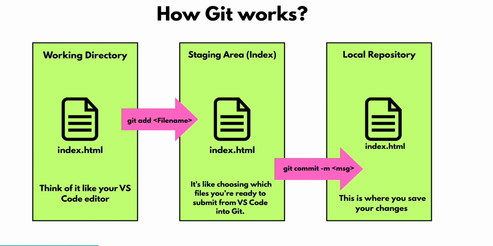The working directory you can imagine like your VS Code editor. The staging area means you can stage the files, and in the staging area you can add those files which are modified. After that, the modified files in the staging area we want to add to our local repository. For that we have the command git commit -m message. Once this is executed, our index.html file comes up in the local repository. In the next video we will also look at how we can connect our local repository to our GitHub repository. So this is how Git works internally.